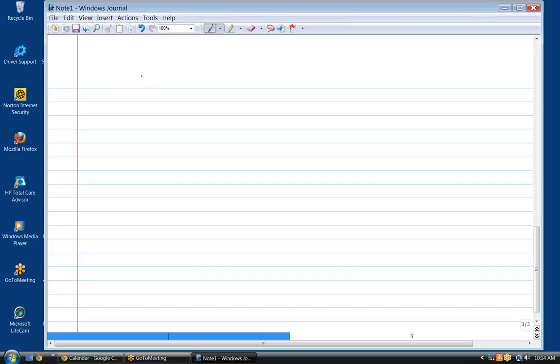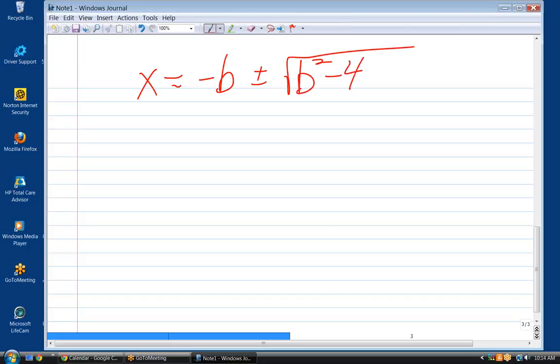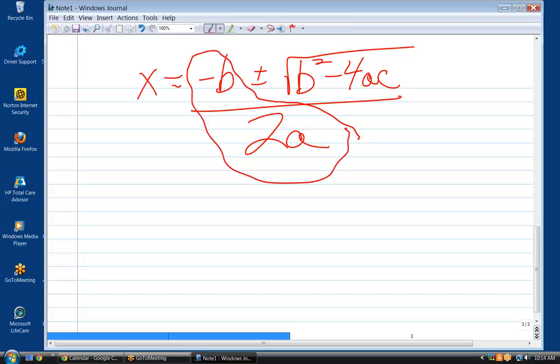Tell me what the quadratic formula is. Negative b plus or minus the square root of b squared minus 4ac, over 2a. Now, let me help a little bit with memorizing that. You've got 2 parts to the quadratic formula. At least I call them 2 parts. There's that part. What does that look like? What else is that?